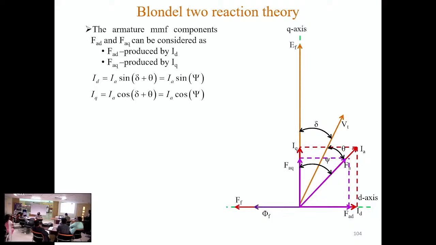Okay, so two currents. Now phi A is drawn, it is not in phase with FA or IA. That is the difference with cylindrical rotor machine. We cannot draw phi A in phase with FA because here two reactances are there. So phi A is again resolved into two components, phi AD and phi AQ. And why can we not draw phi A and FA or IA in phase?